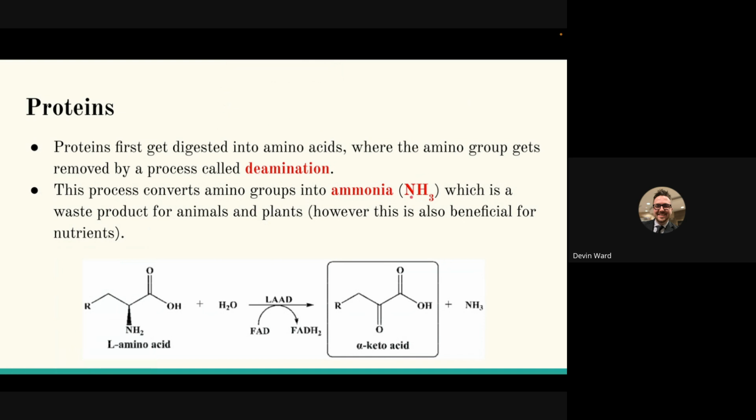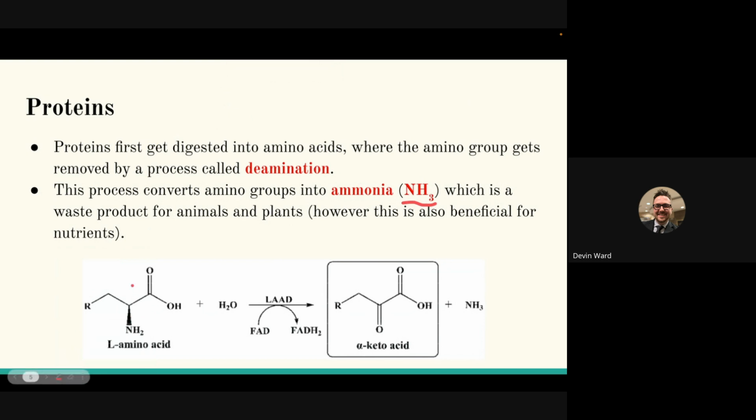So when it gets deaminated, it picks up a hydrogen and becomes ammonia. Ammonia goes down to our kidneys, gets filtered out, and gets converted into urea, which we urinate. That's how ammonia gets out of our system. It's a waste product for animals, but it can also be beneficial for plants, because plants do need nitrogen. If it's released into the soil, they can harvest it back, as we'll see in photosynthesis.